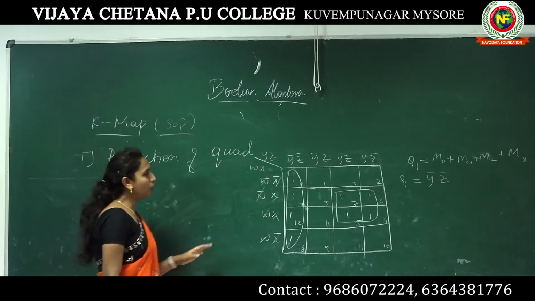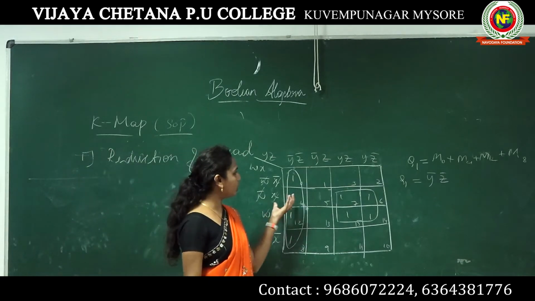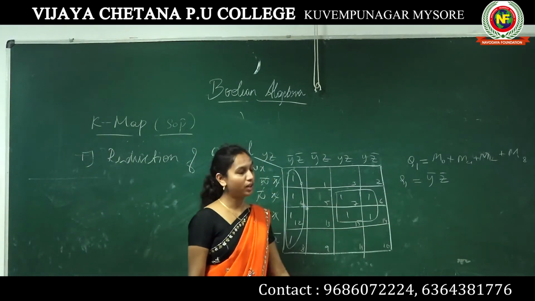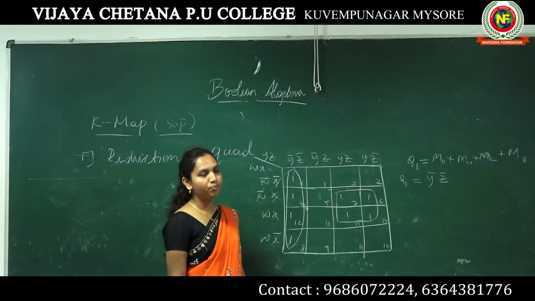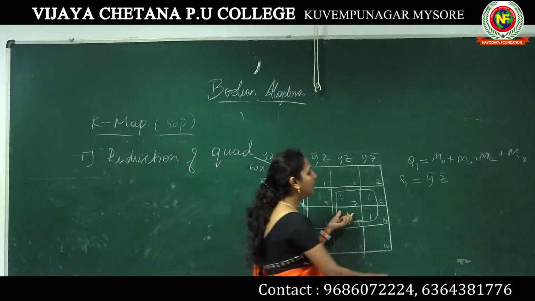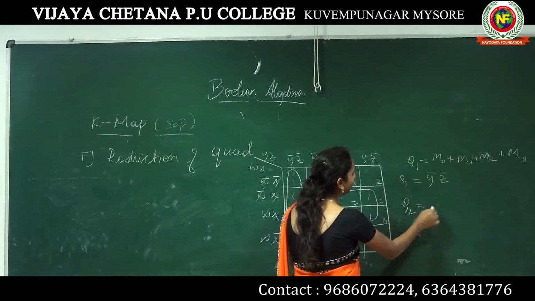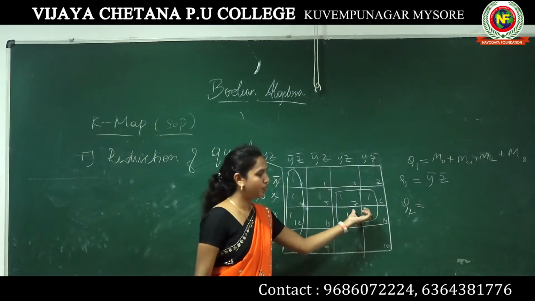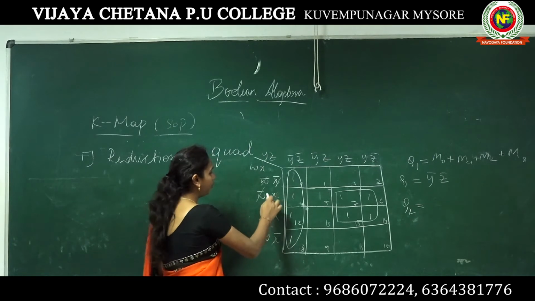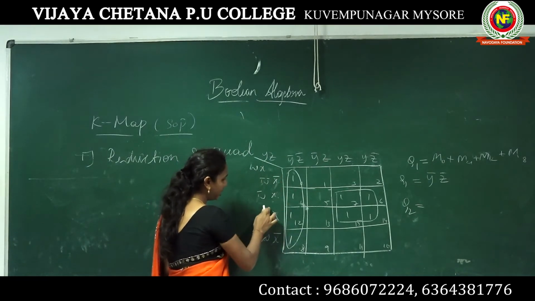Okay. So you have found the expression for quad 1, that is y bar and z bar. Next we have to find the quad 2 for this part. Now, so there is no cancellation here.